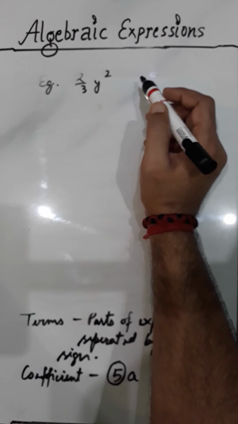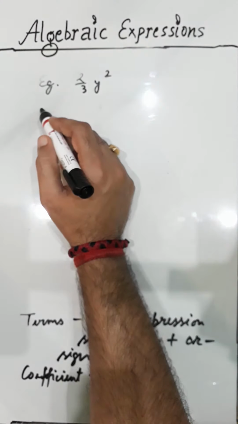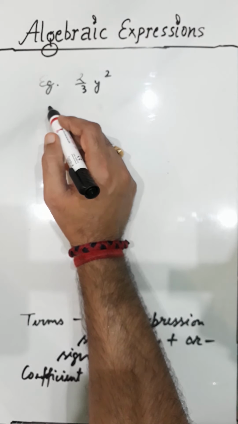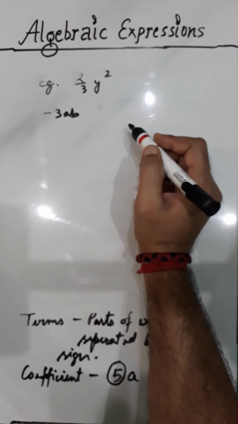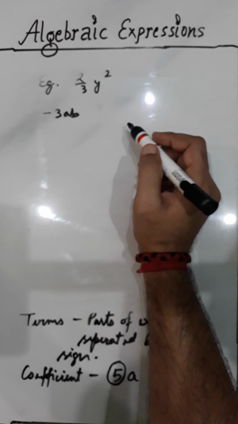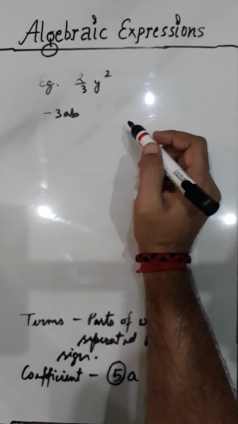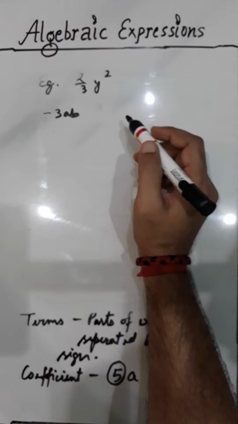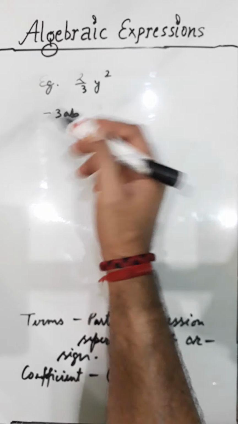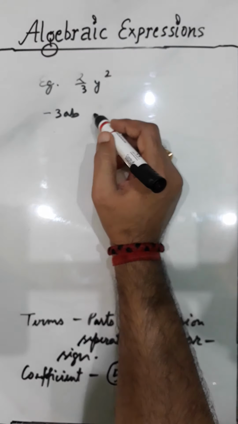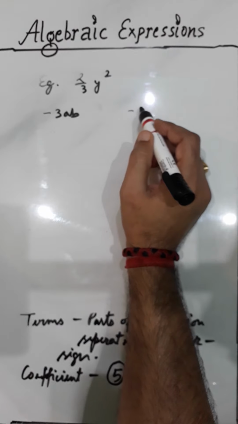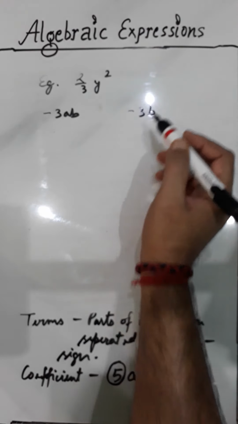Now the other case is, for example, if I take minus 3ab, and if the question is asked, in minus 3ab what is the coefficient of a, then your answer will be the other factors apart from this a, and that is why the rest is minus 3b.